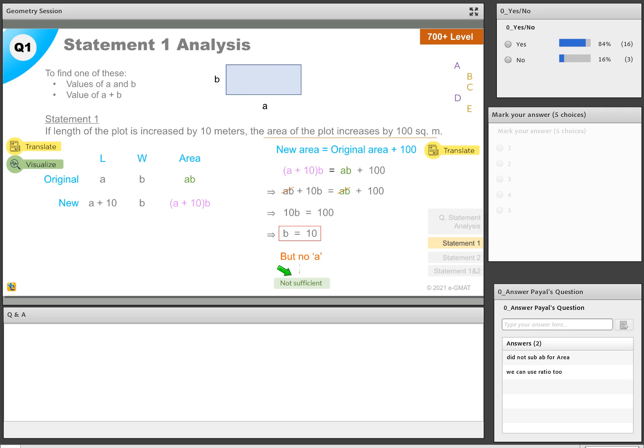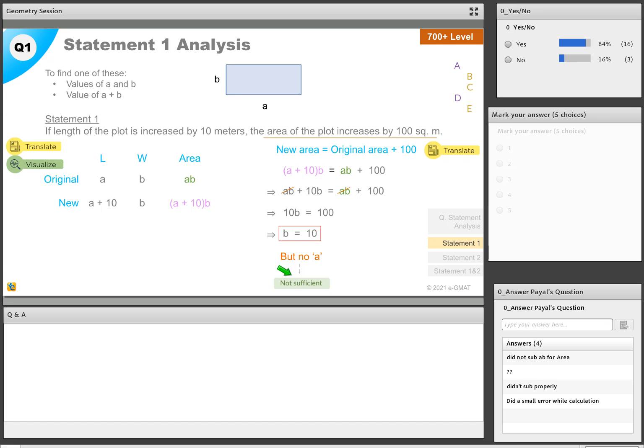What else? 45% of you did not get this question right. So tell me, which step did you falter at? If you are asking things about an alternate process, please put that question in the Q&A pod. Did a small error while calculation. What kind of error? Very important to understand what kind of error. Did not substitute properly. So now we have: did not substitute AB for area, and did not substitute properly.